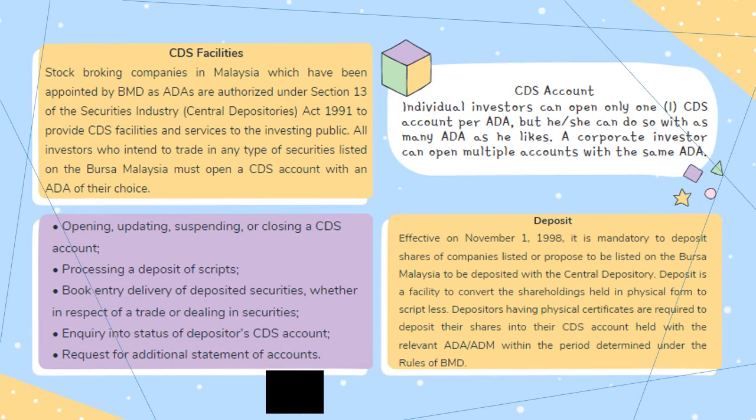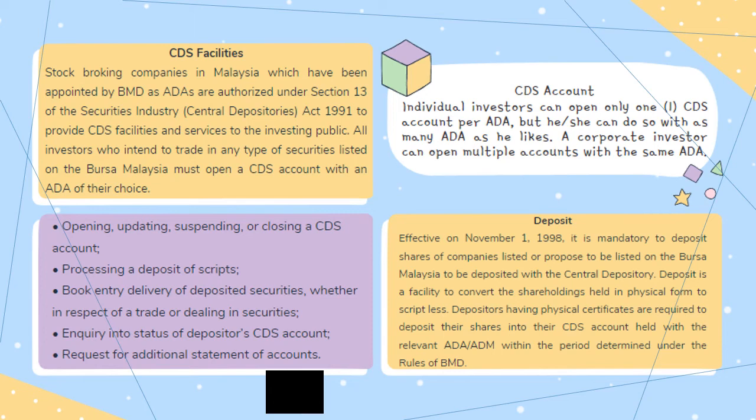If you want to open an account with another stockbroking company or ADA, you may do so, but only one account with one agent. Individual investors can open only one CDS account per ADA, but he or she cannot do so with as many ADAs as he likes. But a corporate investor can open multiple accounts with the same ADA.